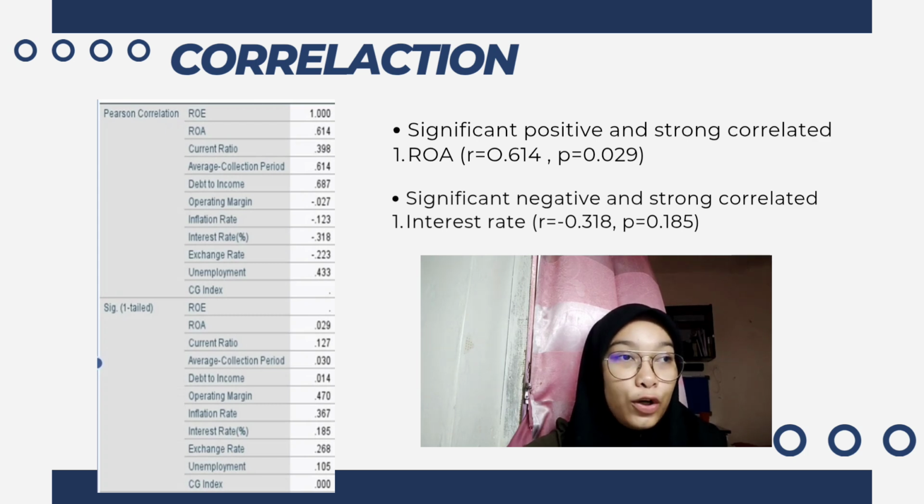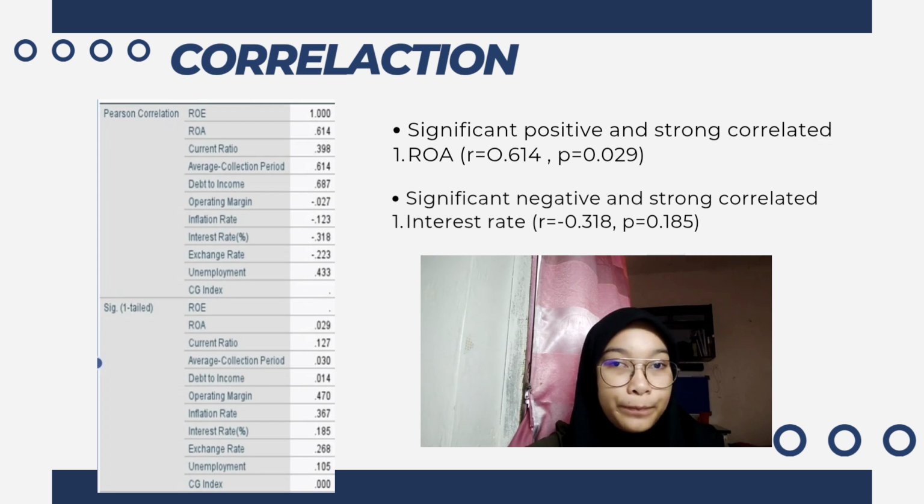First, we have return on asset, which is ROA. ROA shows a strong and statistically significant positive correlation with ROE, with a Pearson correlation of R equal to 0.614 and a p-value equal to 0.029. This means that when a company is more efficient at generating profit from its assets, it tends to deliver a higher return to shareholders. Second is debt-to-income ratio.